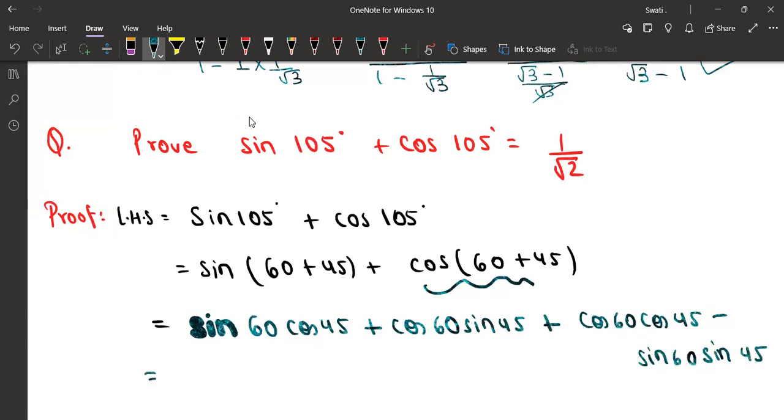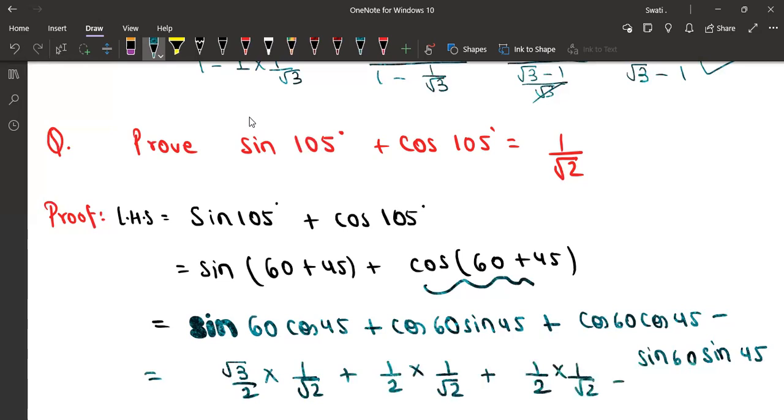Sin 60 is root 3 by 2. Cos 45 is 1 upon root 2. Cos 60 is half, sin 45 is 1 upon root 2. The value of cos 60 is 1 upon 2, cos 45 is 1 upon root 2, minus sin 60 which is root 3 by 2, and sin 45 is 1 by root 2.